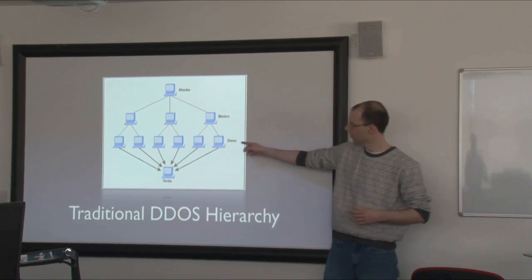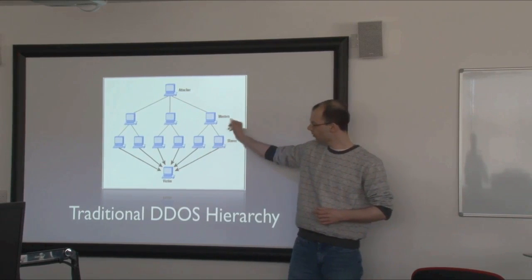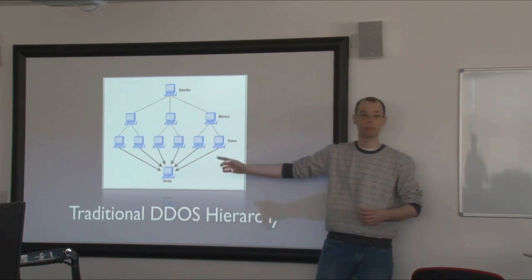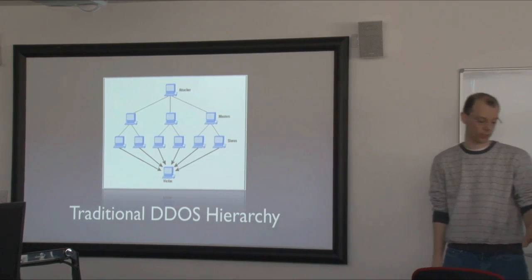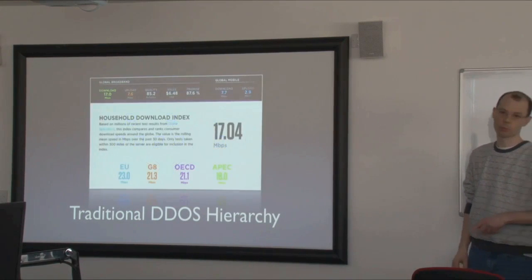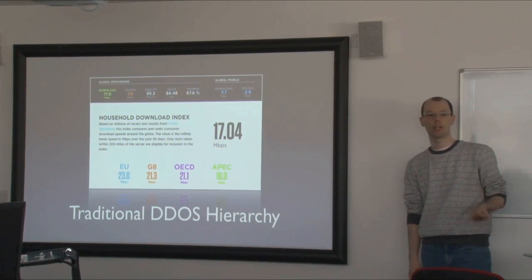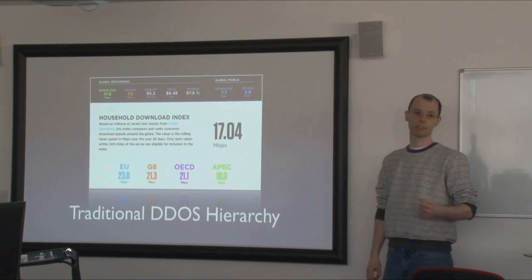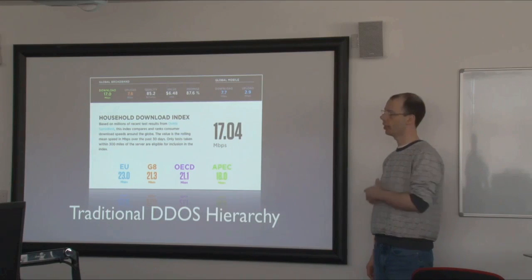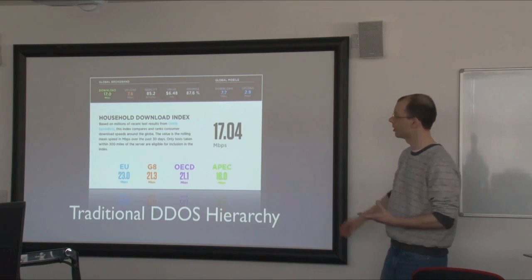I'm not looking at this level. Those slaves will then request all the traffic that they can from the victim. So that's a traditional denial of service. One of the problems with that is that all your individual clients have to have quite a lot of bandwidth to pull down as much traffic as they can, or you have to control many thousands of individual machines.